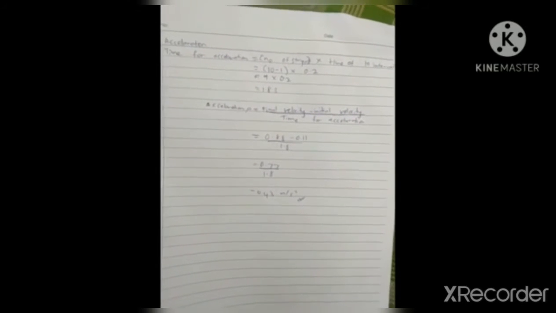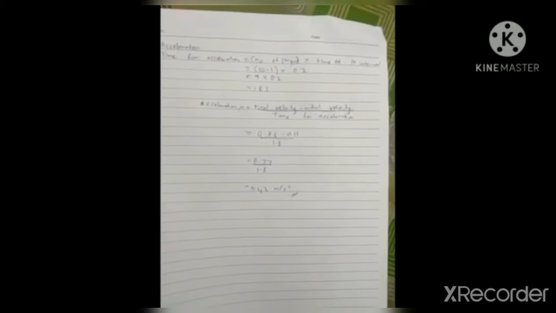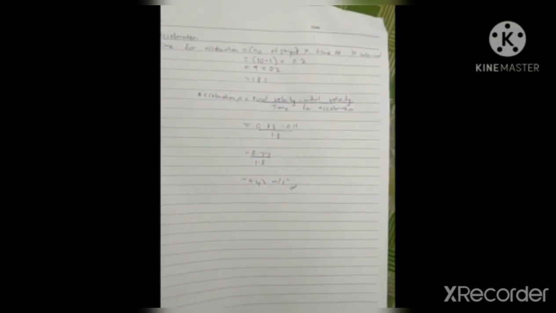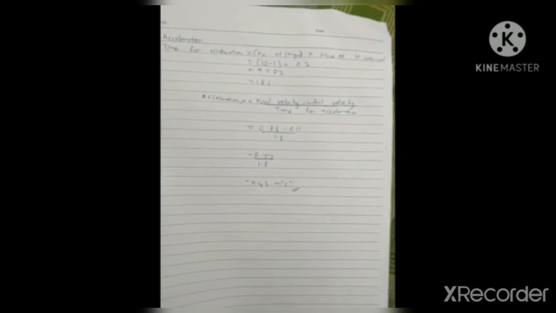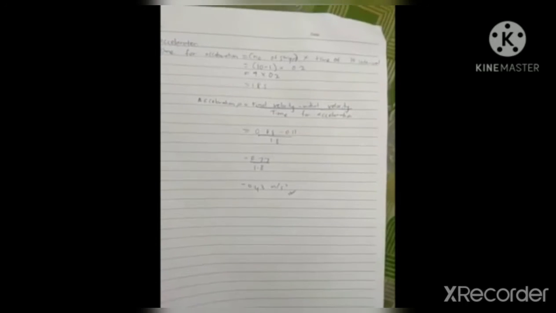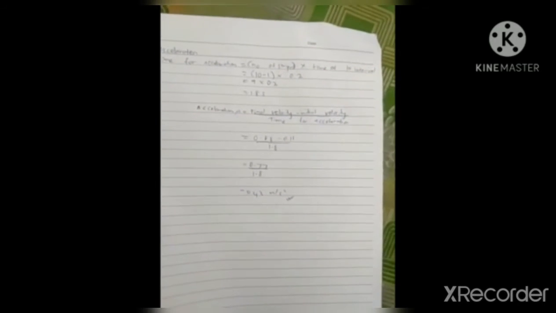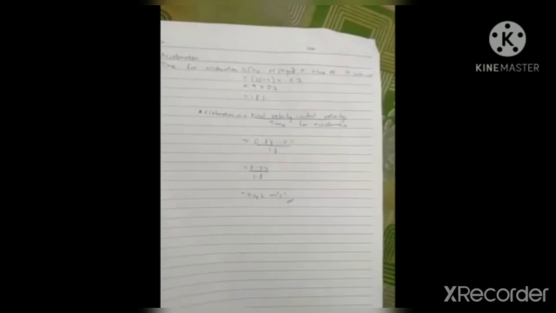The time for acceleration: number of strips times time of 10 interval equals 10 subtract 1, times 0.2, equals 9 times 0.2. The last answer is 1.8 seconds.